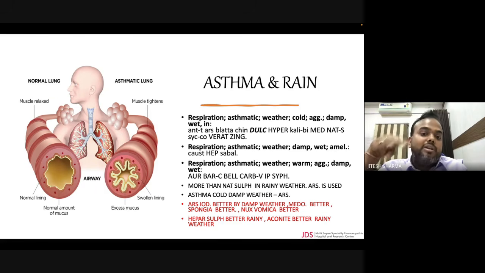Now let me tell you, two remedies are very much better in damp weather. That is Causticum and Nux vomica. Two remedies whose complaints all get better in damp weather. That is Causticum and Nux vomica.